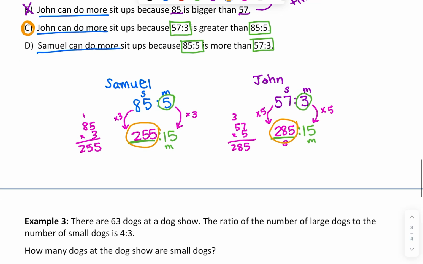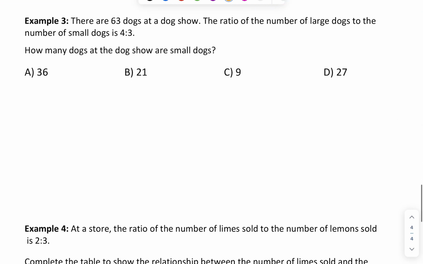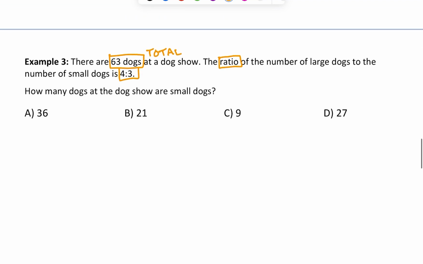All right, let's go to example 3. There are 63 dogs at a dog show, so that's my total. Already I know I have 63 dogs total. Okay, the ratio, good keyword there, of large dogs to small dogs is 4:3. How many dogs at the show are small dogs? So I have a ratio, 4:3. Okay, let's write that up here, 4:3.